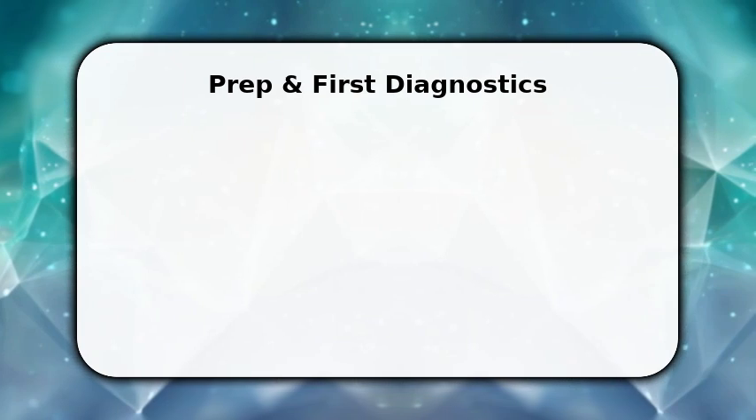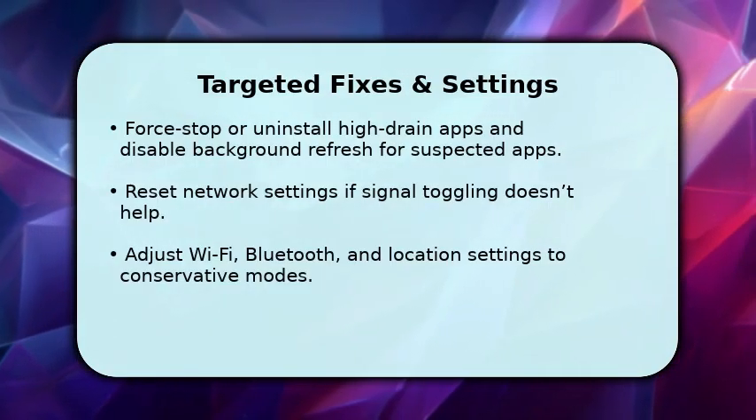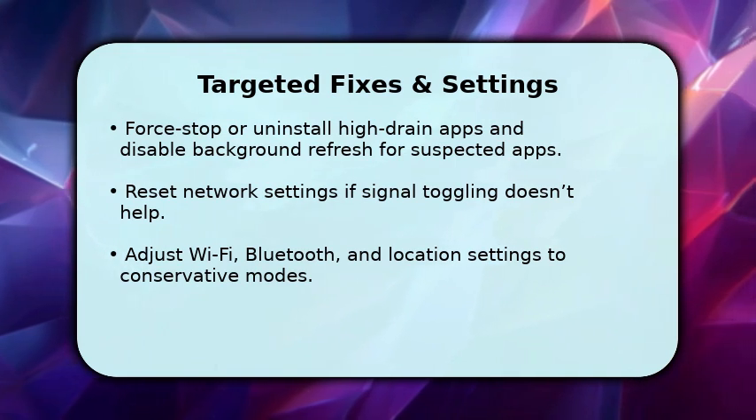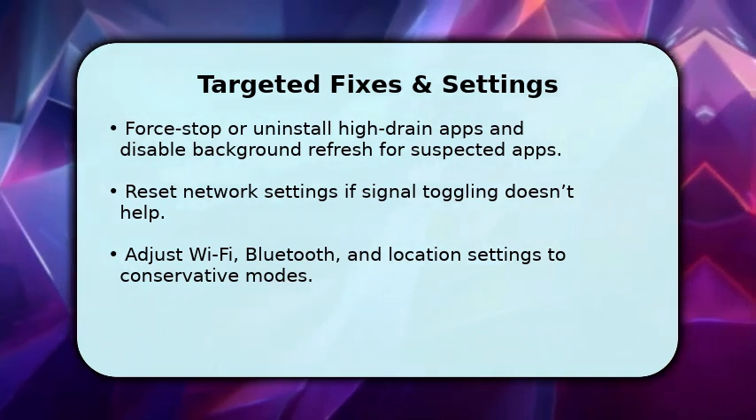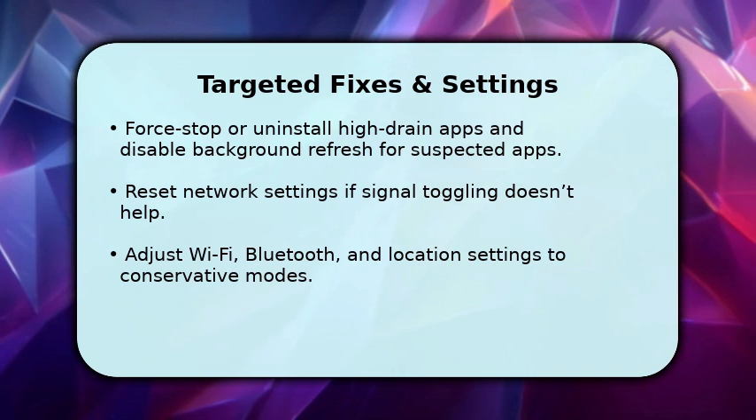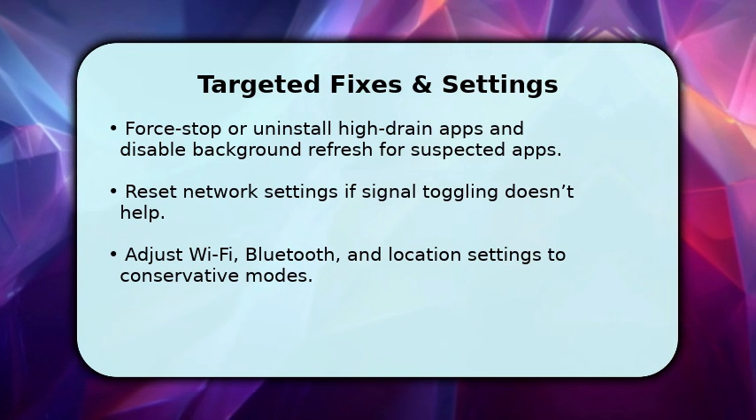If specific apps show high percentages, force stop them, uninstall if unnecessary, or restrict background refresh and data access. This prevents app wake cycles. If toggling airplane mode helped but signal still fluctuates, reset network settings to clear corrupt carrier profiles.